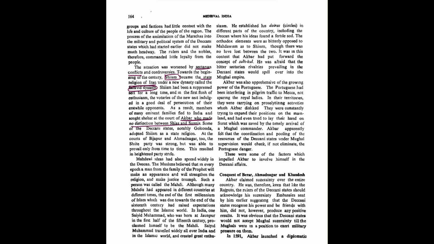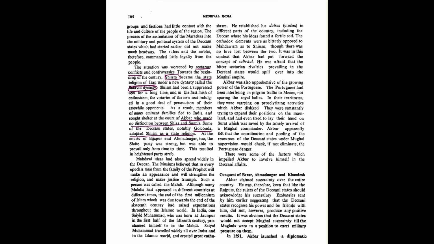So the Deccan states, notably Golconda, adopted Shiism as a state religion. At the courts of Bijapur and Ahmednagar too, the Shiite party was strong but was able to prevail only from time to time. This resulted in heightened party strife. So there was also an internal strife going on between the sects of Islam, which are Shia and Sunni.